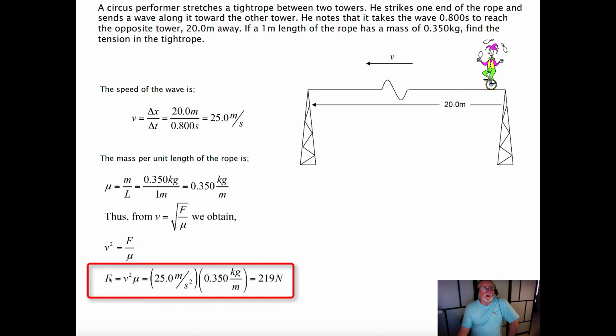So we end up with the force equal to the velocity squared times mu: 25 meters per second, squared, times 0.35 kilograms per meter, gives us a tension in the rope of 219 newtons.